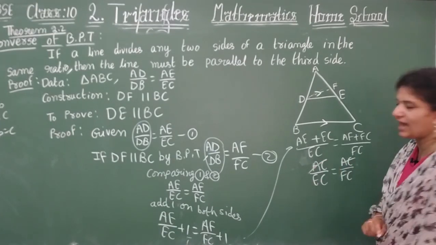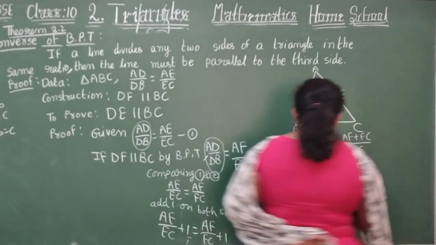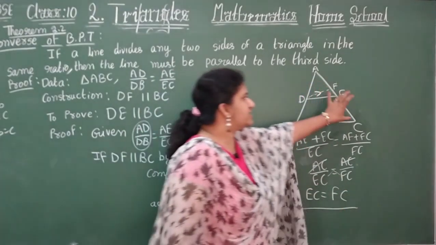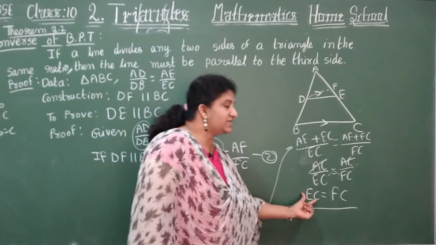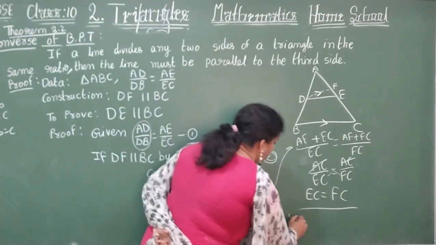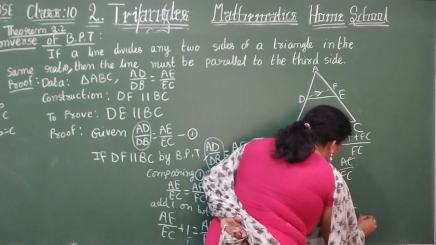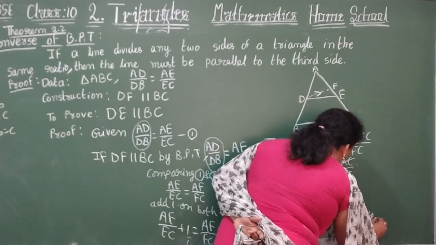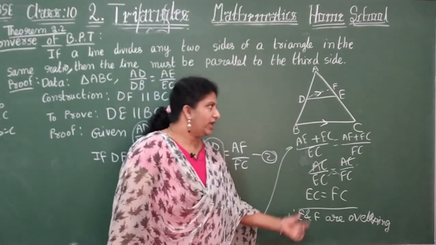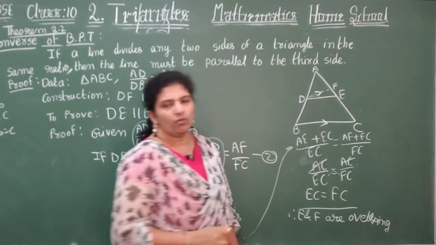Now AC cancels. So what happens here, children? If you send this side, what happens? EC is equal to FC. Observe here, EC is equal to FC, which means these two sides are equal. When they are equal, what can you say? Therefore, E and F are overlapping on one another. Both the points are overlapping.